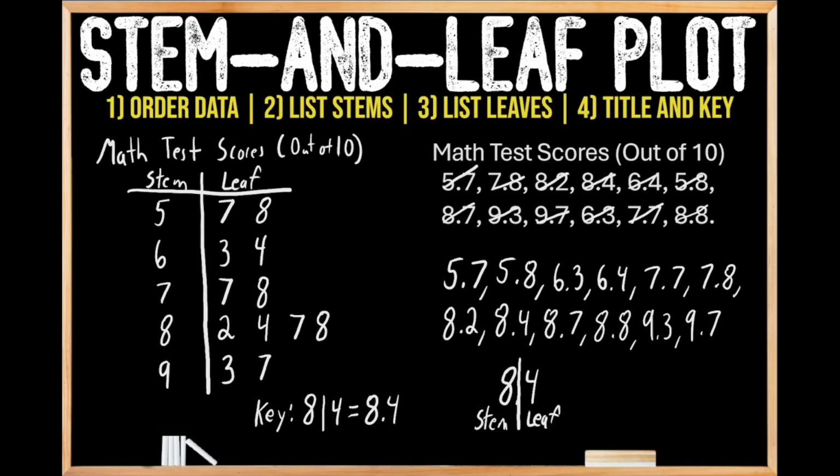So as you can see with that last step here of adding a title and an answer key, it makes it a little easier for the average reader to read because they're going to understand now what each one of these data points means. So hopefully by now you understand how to create a stem and leaf plot with decimals.